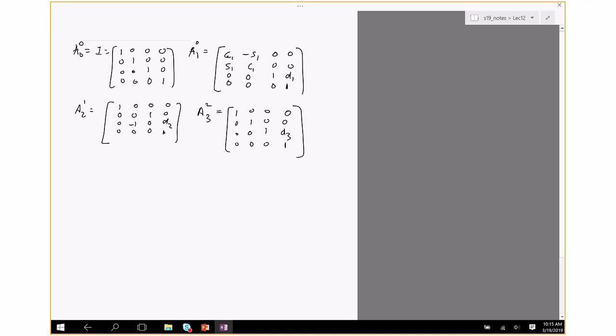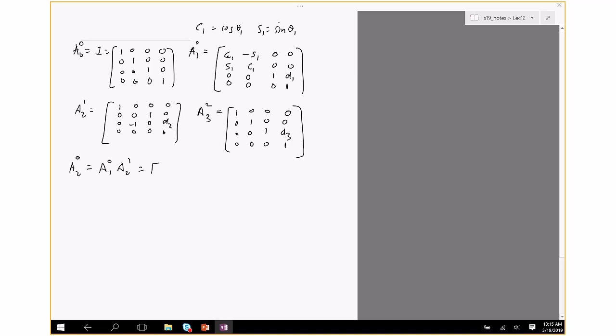Okay, now I'm all set to find the individual values. So I find A20 first. A20 is A10 times A21. By the way, C1 is cosine theta 1, S1 is sine theta 1. A20 is, you have to first take A10, which I wrote down, and A21, which I wrote down, and then multiply the two, which is clearly something you can do by hand, but I highly recommend using MATLAB.